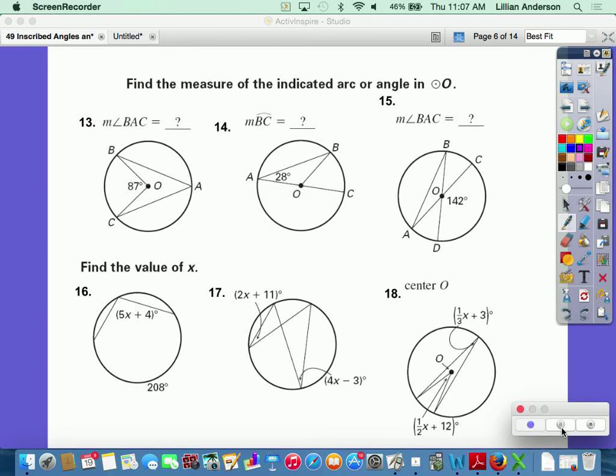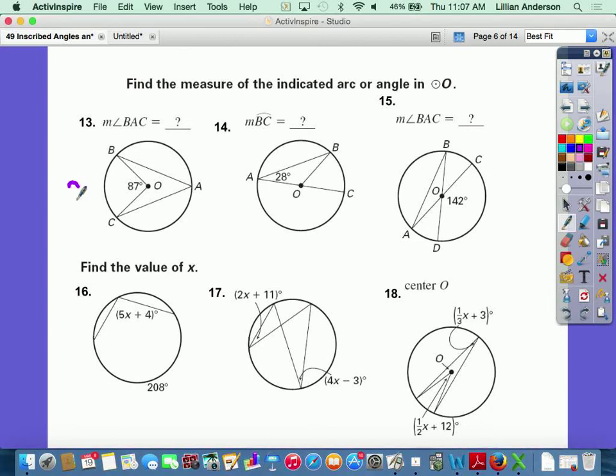If I look at number 13, that 87, which angle is it? What's it called? A central angle. And you know central angles and their arcs are congruent. So the arc is 87. Now it's asking me to find the measure of angle BAC. And BAC is what type of angle? Inscribed. So to find it, you just have to divide by 2. And what's 87 divided by 2?